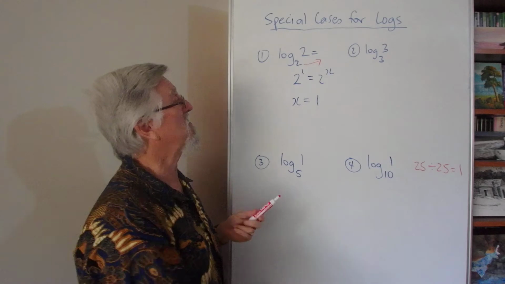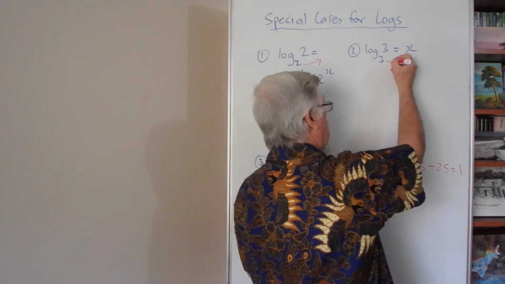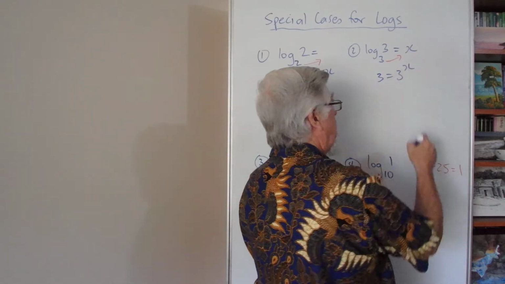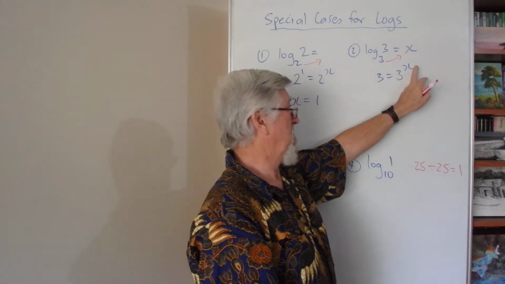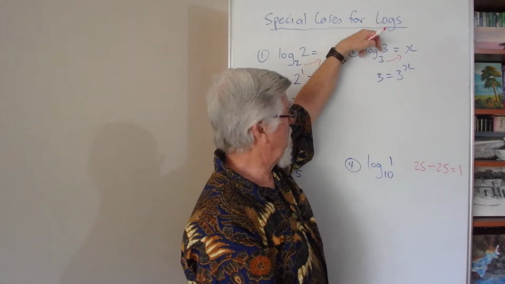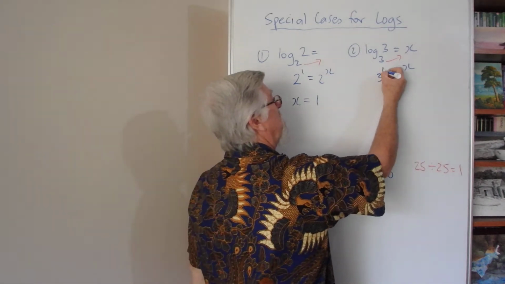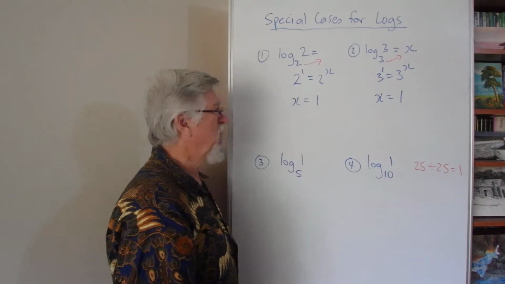Next one, we can go the same process, the long way. Call it X, squish the 3 out, and I've got 3 equals 3 to the X. Check the statement's correct. The log of 3 is that number up here with a base of 3. So the log of 3 base 3 is that number up here. So here we go. That's a 3 to the 1, so the answer is X equals 1. So we can write anything now.